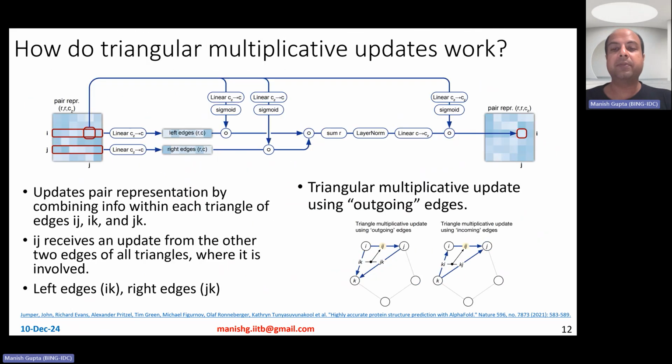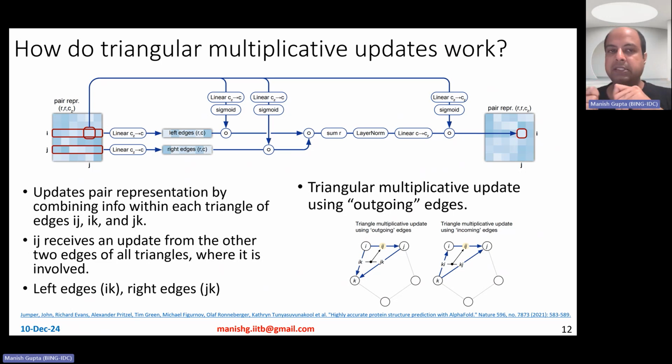Okay, so let's talk about them from the perspective of outgoing edges. If I care about a particular node I, then in the graph represented by this matrix, outgoing edges are represented by this row. Those are the outgoing edges. What the triangular multiplicative update for outgoing edges is going to do is update the pair representation for this edge ij by considering information from other edges in the triangle where the node I participates.